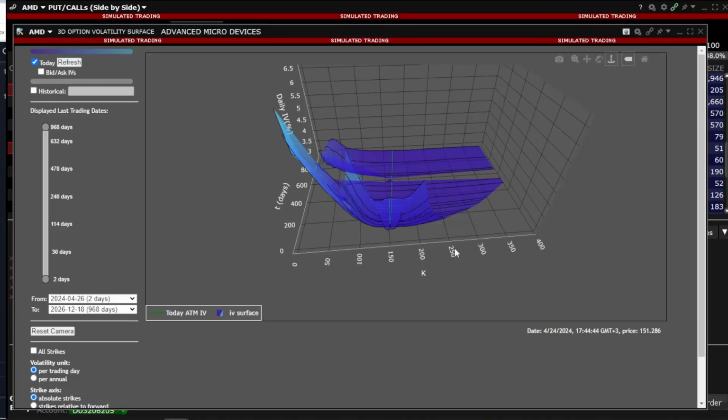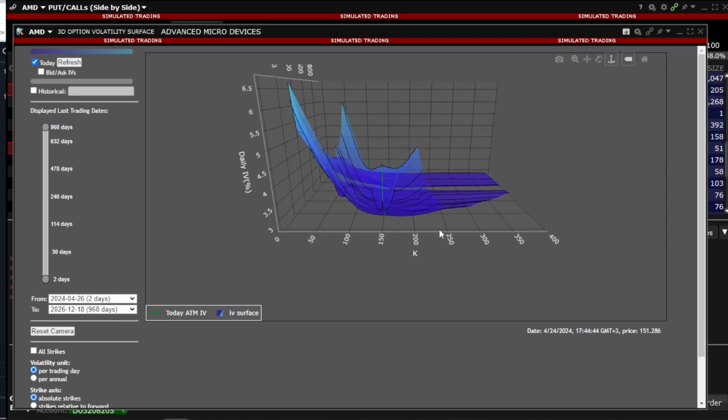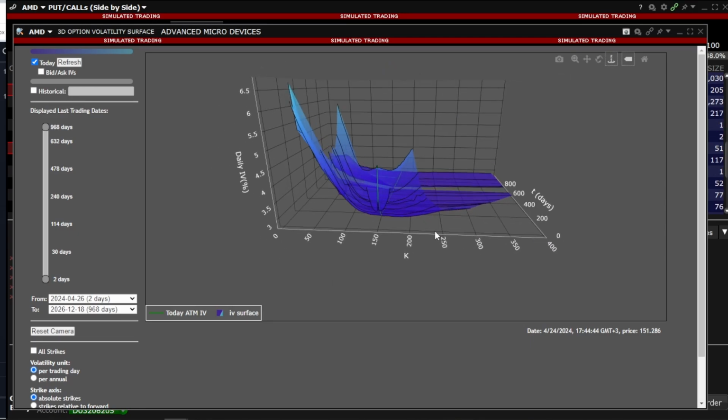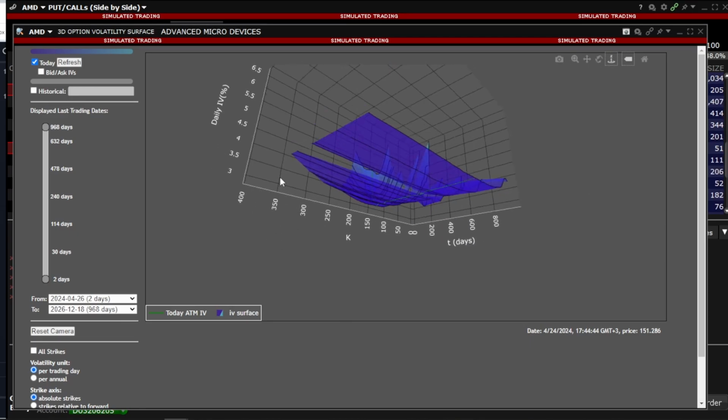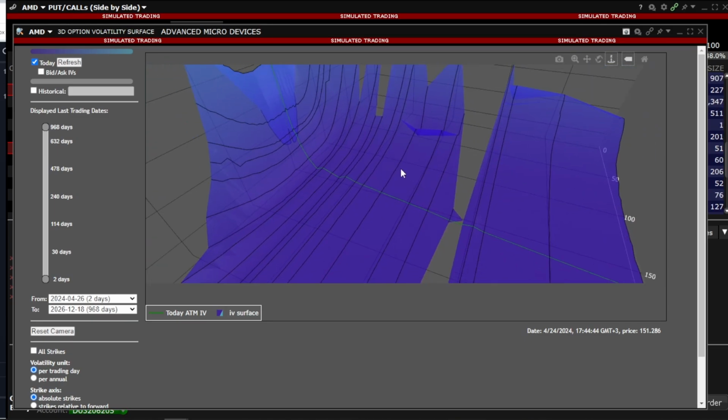Let's immediately look at the 3D volatility. Here, all the information is concentrated: expiration dates, strikes, and volatility. Professionals often use this chart. I also use it to develop a more informed, more rational strategy.